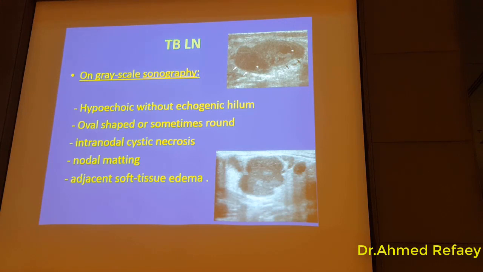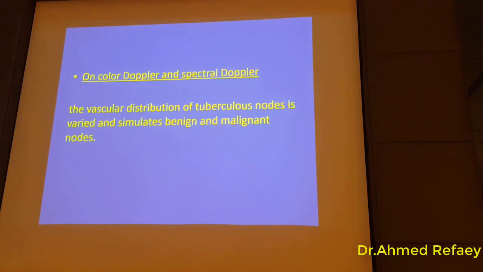One of the most common features, and I can say that it is pathognomonic for the tuberculous lymph node, is nodal matting. Some lymph nodes adjacent to each other, coalescing together to give this bizarre shape or abnormal irregular outline. This is what is known as nodal matting. This is one of the highly characteristic features of the tuberculous lymph node. Lastly, we can also have some soft tissue edema adjacent to the tuberculous lymph node.